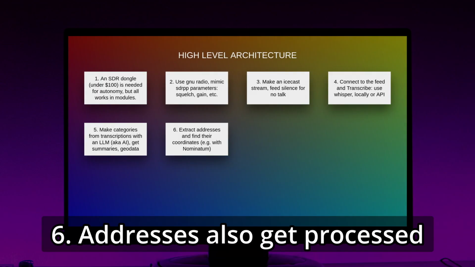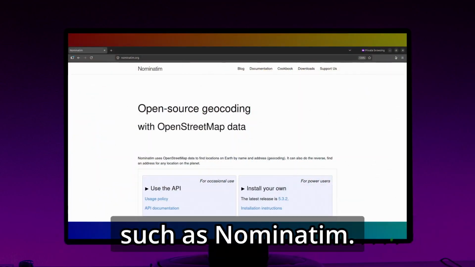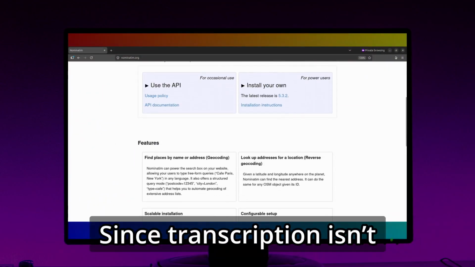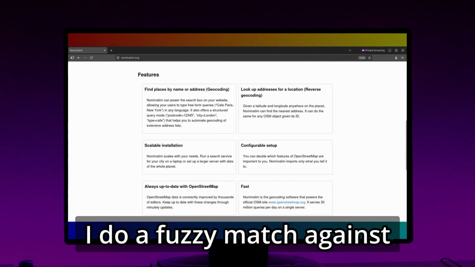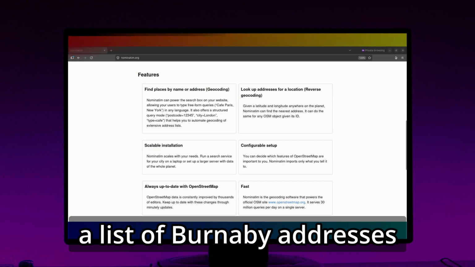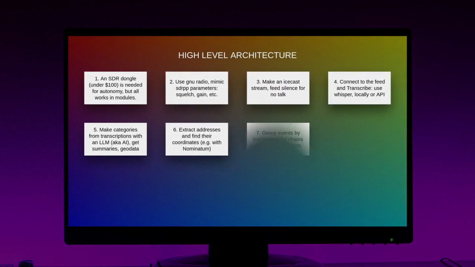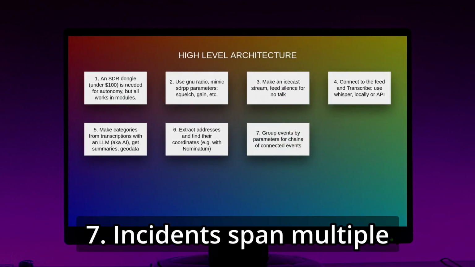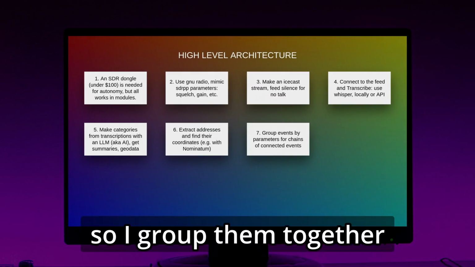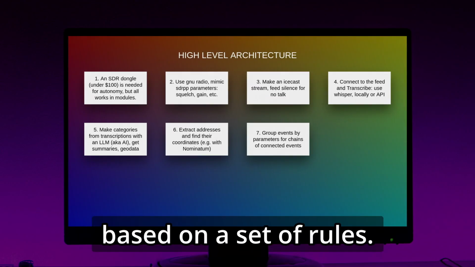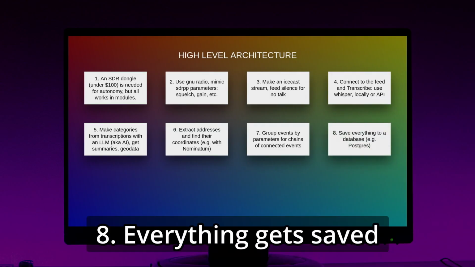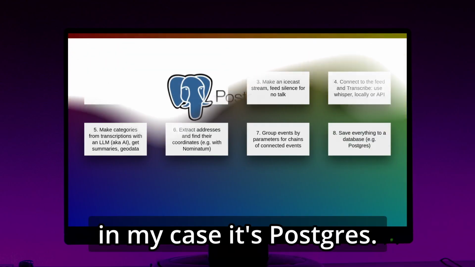Addresses also get processed against an address database, such as Nominatim. Since transcription isn't always accurate, I do a fuzzy match against a list of Burnaby addresses to correct mistakes. Incidents span multiple radio conversations, so I group them together based on a set of rules. Everything gets saved to a database, in my case it's Postgres.